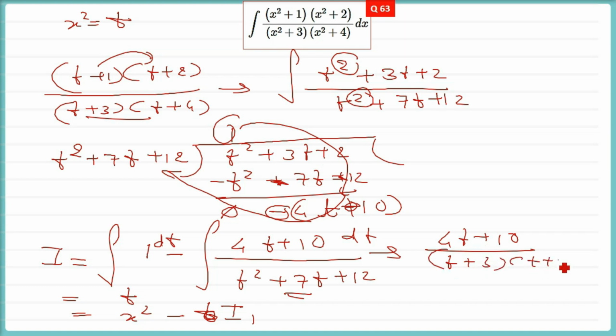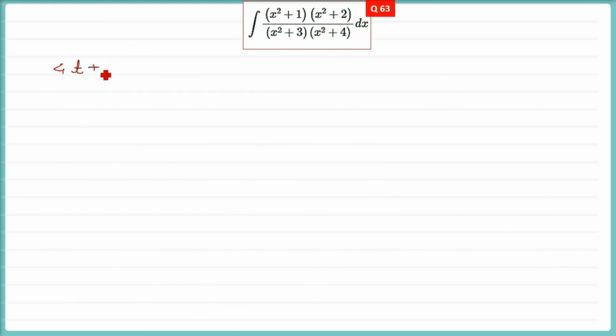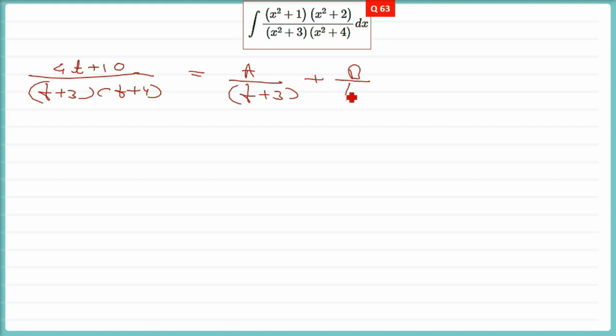Now the second part we are calling I1, which is 4t plus 10 divided by t square plus 7t plus 12. So we are now moving forward with this I1, which I presumed, and we write it as 4t plus 10 divided by t plus 3 and t plus 4. We are not changing it back to x square right now from t. We are trying to find out the partial fraction. So a divided by t plus 3 plus b divided by t plus 4 are the two factors which we can form. For that we need a and b as certain constant values, which we will find out just now.